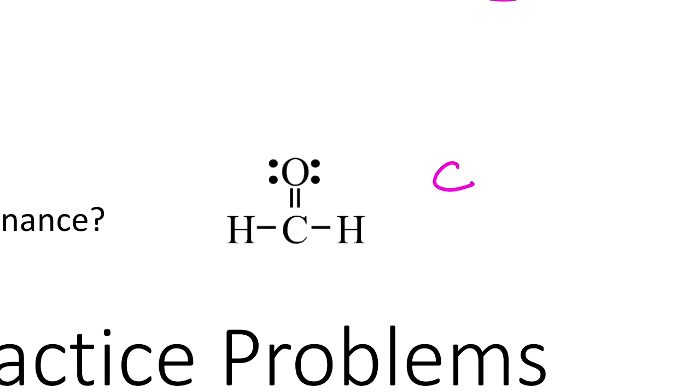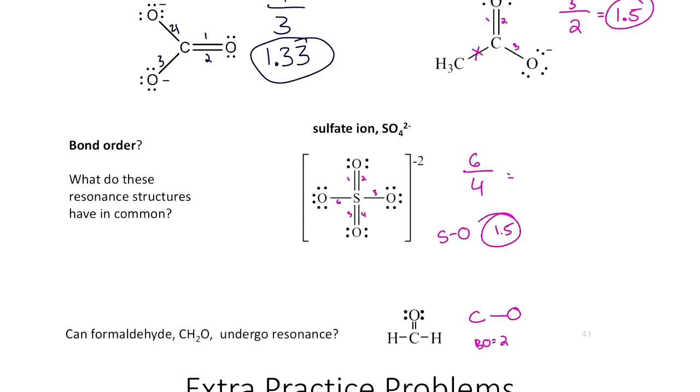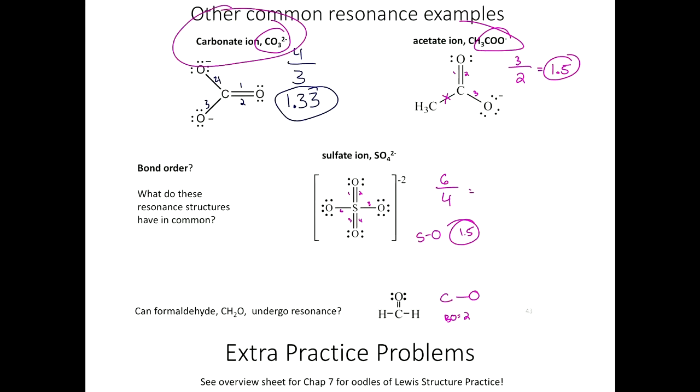So what is the bond order between the carbon and oxygen here? Do we have to do the resonance calculation? No, we just say that carbon and oxygen, this is a bond order of 2 because it's a double bond, that's it, all right?